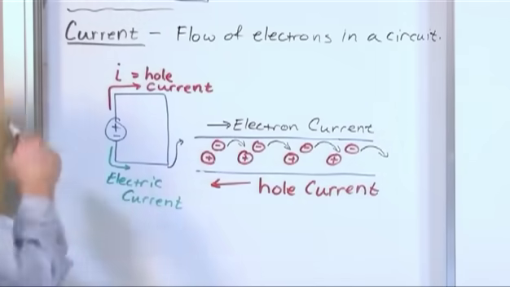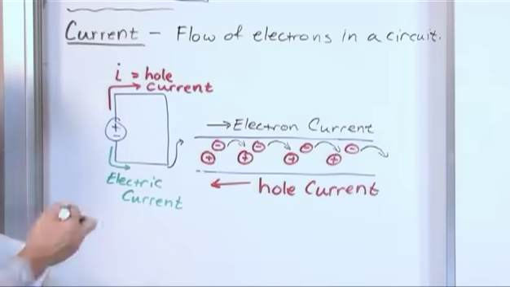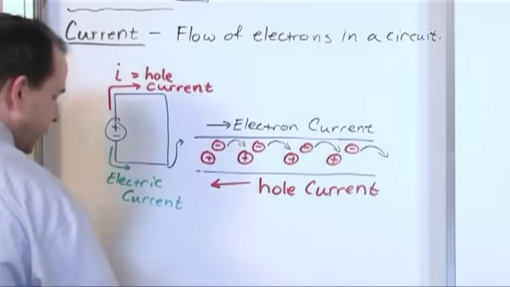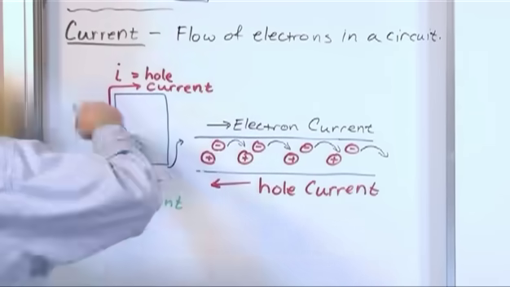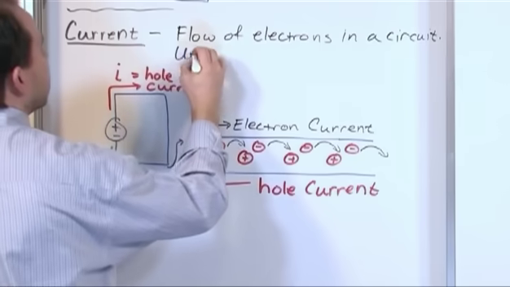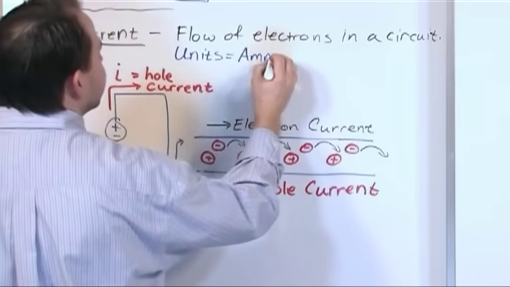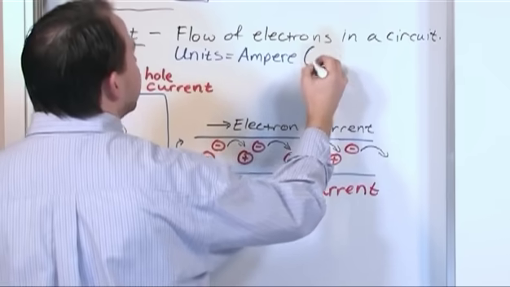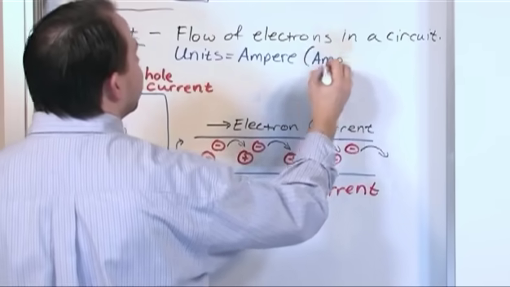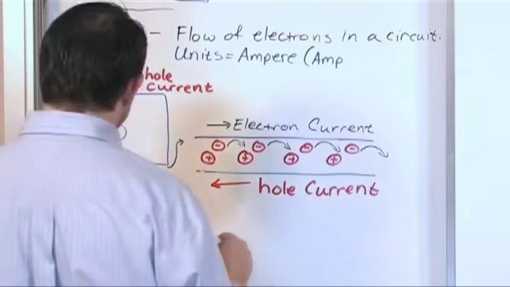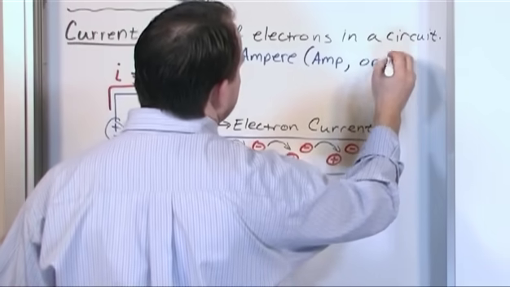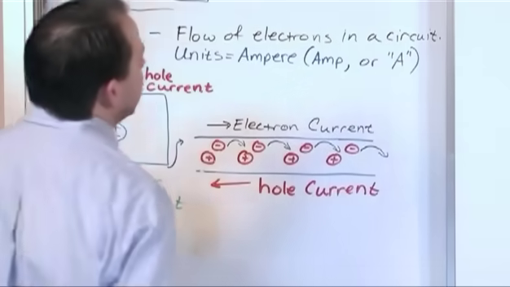Now, what are the units of current? A lot of you have already heard this. Let's go ahead and change colors a little bit. The unit for current is the ampere, which is also called an amp, right? Or you can call it simply A, right?